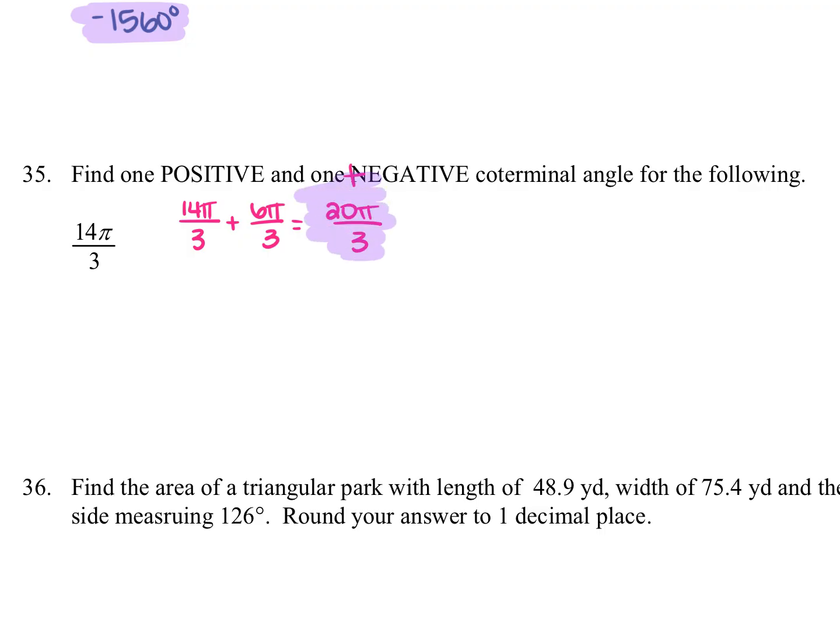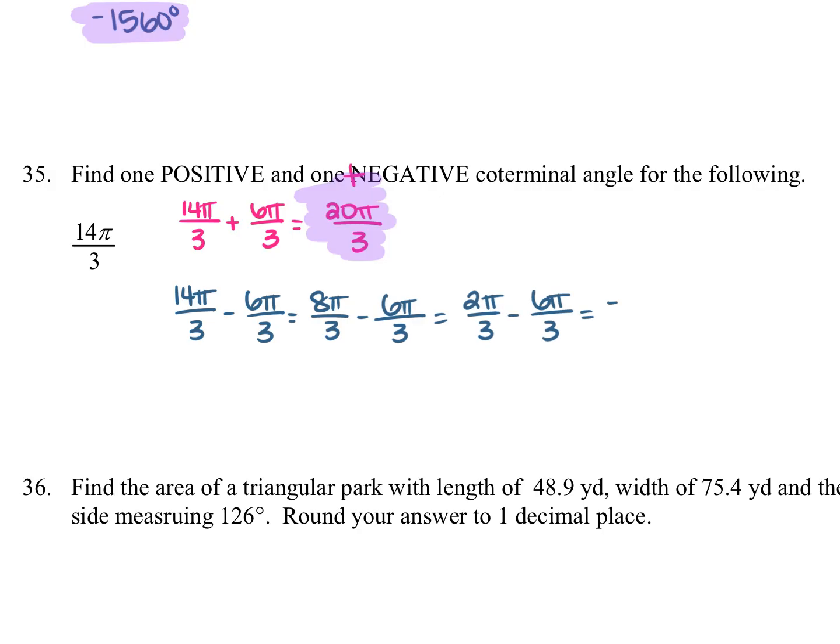For our negative coterminal angle, we're going to take the 14 pi over 3, subtracting 2 pi from it, which is 6 pi over 3. That gives us 8 pi over 3. That's still not a negative angle, so we're going to continue to subtract 2 pi from it, which is 6 pi over 3. That gives us 2 pi over 3. Again, that's not a negative, so we're going to, again, subtract 6 pi over 3 from that to give us negative 4 pi over 3. So our negative coterminal angle is that negative 4 pi over 3. Your positive is the 20 pi over 3.